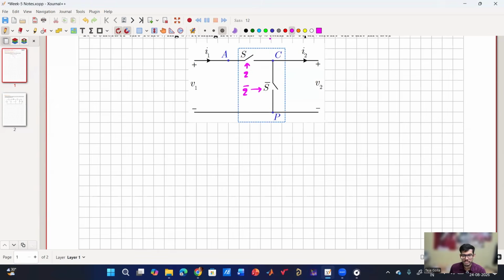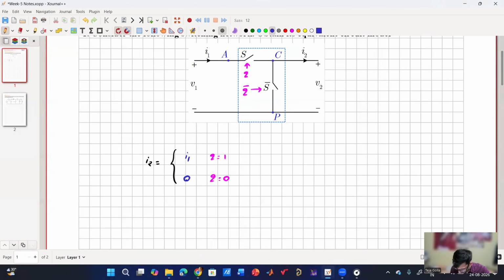So what is I2 when the switch is on? Let us start from the basics. What is the value of I2 when Q is 1 and when Q is 0? I2 is equal to I1 when Q equals 1. Someone said when Q equals 1, I2 is equal to I1. So what about when Q is equal to 0? I2 equals 0, right?